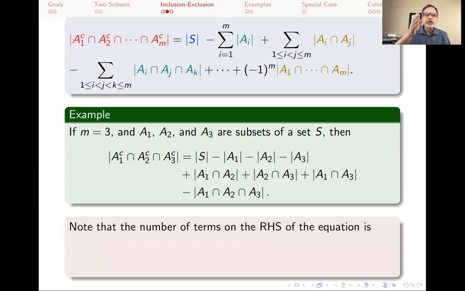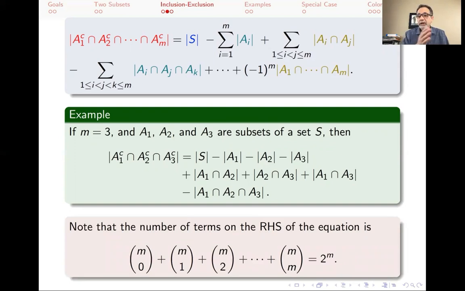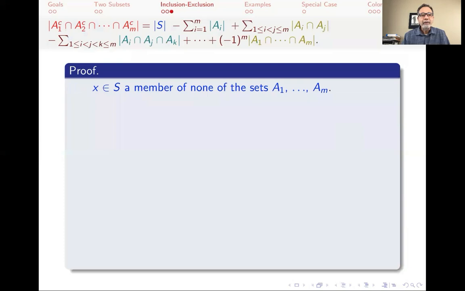Note that how many terms are here is the same as 2 to the M. There's one term S, then there's M choose 1 terms of the size of the subsets A's, then M choose 2 terms for the pairs, M choose 3 terms for the triples. That's a row of Pascal's triangle. That adds up to 2 to the M. Or another way of thinking about it is that there's one term for each subset of 1 through M. Now let's try to prove it.